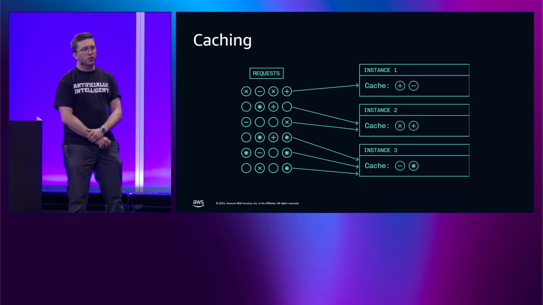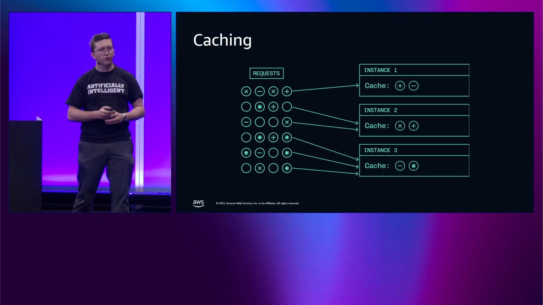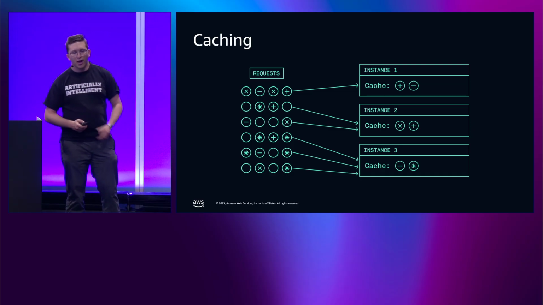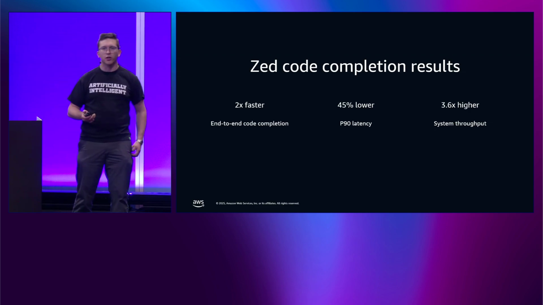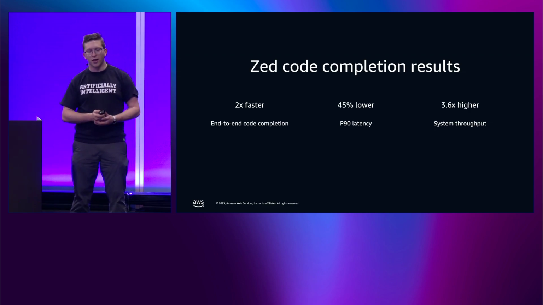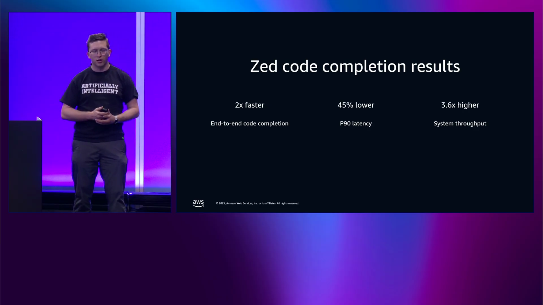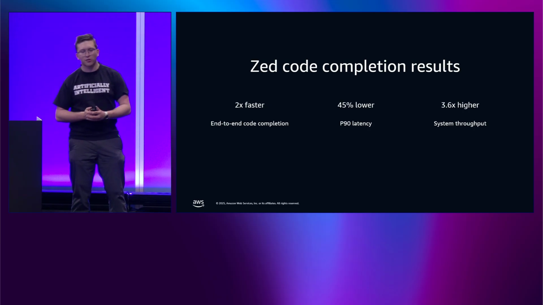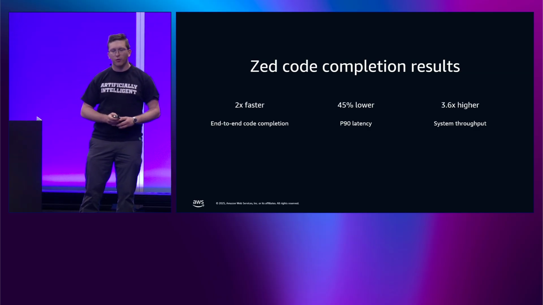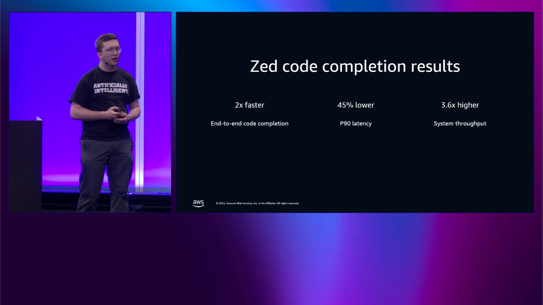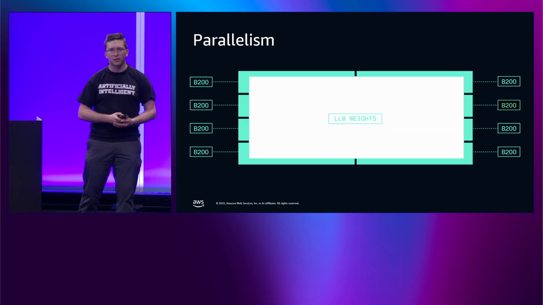Another really important optimization for us is caching. We do a lot of KV cache-aware routing to ensure high hit rates on KV cache reuse. And with KV cache-aware routing, this is especially important for stuff like code completion. So a customer of ours, Zed, which is an IDE, was able to, with the Baseten inference stack, including a good deal of KV cache reuse, achieve 2x faster end-to-end code completion. So as you're typing, those suggestions pop up twice as fast, with a 45% lower P90 latency and 3.5 times higher system throughput. So that's just one example of what these techniques can achieve.